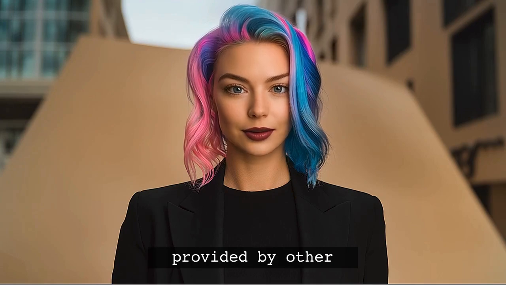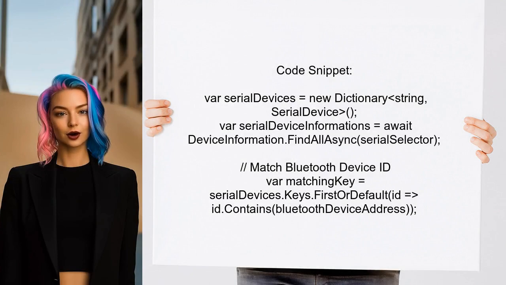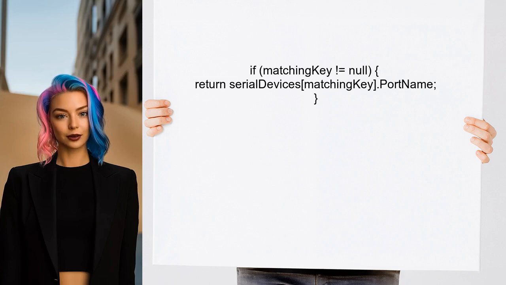Now let's look at the answers provided by other users. An alternative approach suggested by a user involves using the serial UART sample to retrieve the COM port name for a Bluetooth device. They recommend first obtaining the list of serial devices and then matching them with the device information of the Bluetooth device. The user provides a code snippet that demonstrates how to find the COM port. They create a dictionary of serial devices, filter out inbuilt ports, and then match the Bluetooth device's ID to retrieve the corresponding COM port name.